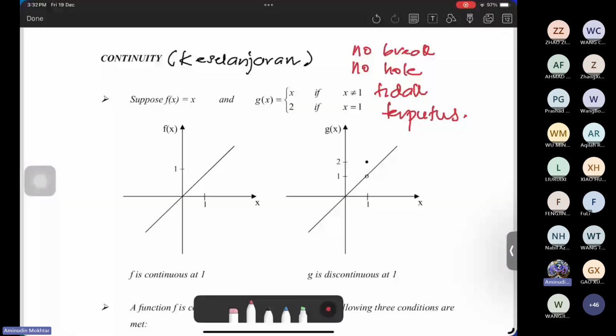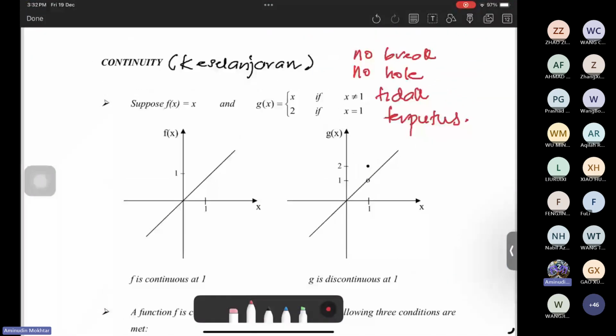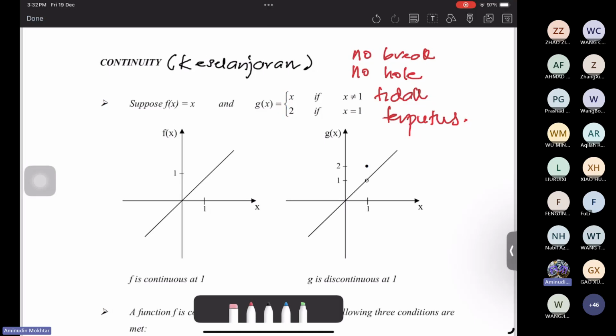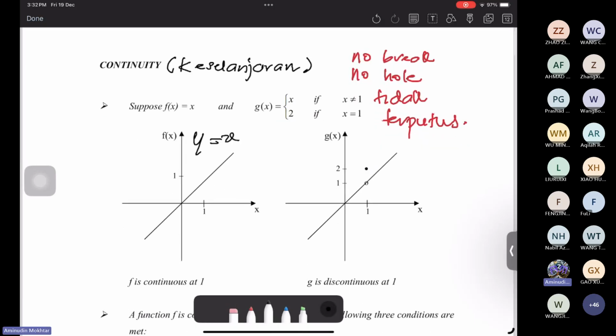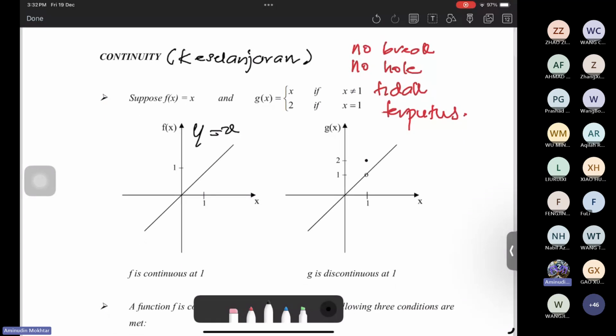Okay, that's continuous. Suppose you refer to the page, let's say I have this function. This function is y equal x. I can draw this graph continuously because there is no break in the graph. But let's say we refer to the function g. g is discontinuous or non-continuous. G adalah tidak selanjar at x equal 1.